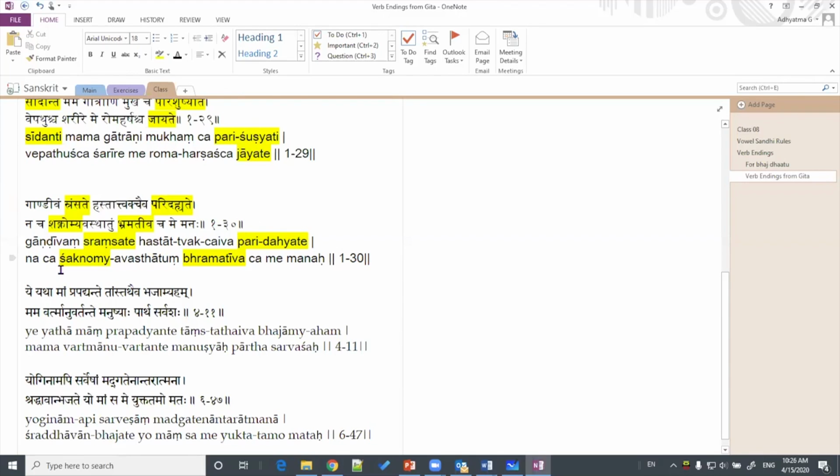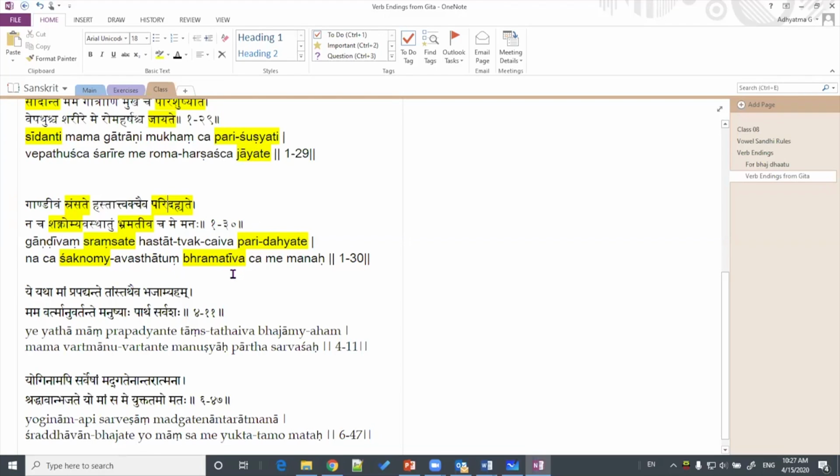Shaknomi, like bhajami. So even though it's not ami, and that's why I wanted to tell you the suffix is mi, not ami, in shaknomi. It is another dhatu which does not have the stem ending in akara. That's why you do not see akara here, but it's still a first person singular form.